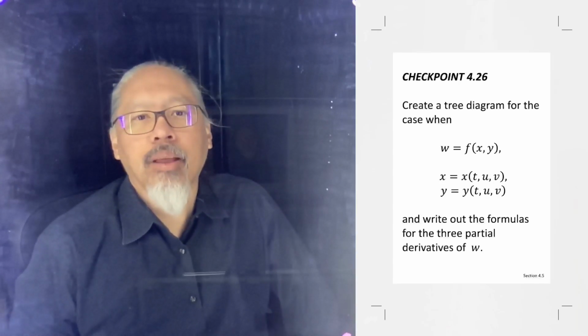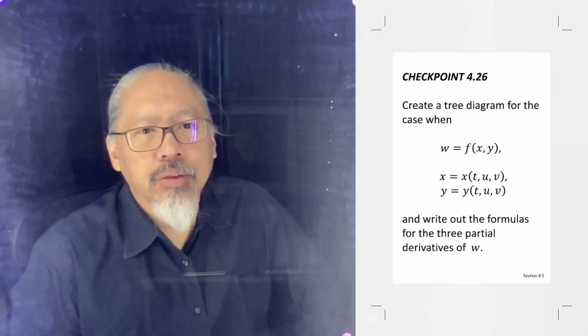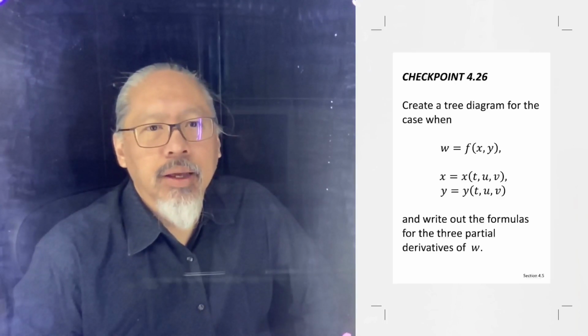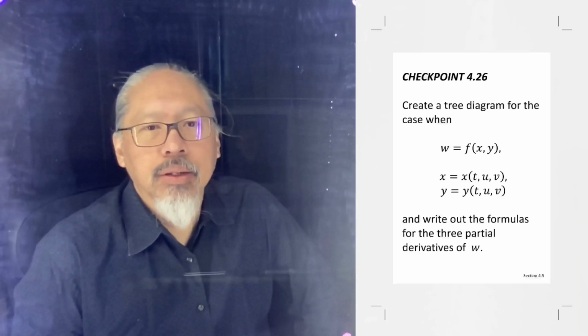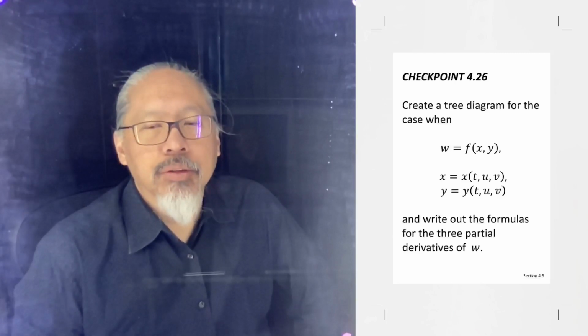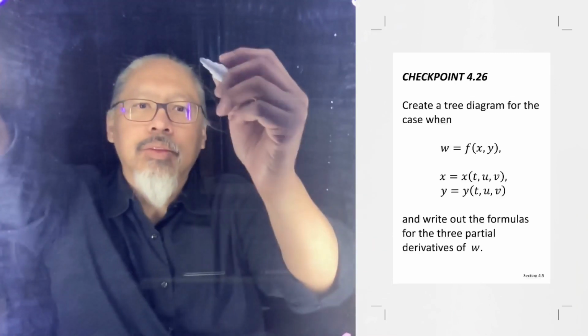4.26. They want us to create a tree diagram for the case when w is equal to f of x, y, and then x and y are functions of t, u, and v. And write out the formula for the three partial derivatives. Alright, let's take a look at the tree that's involved here.